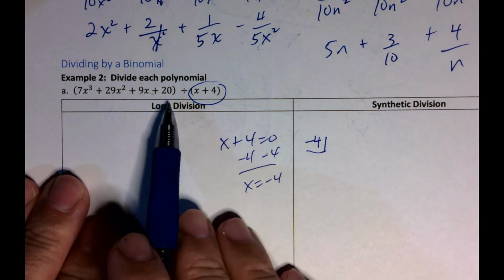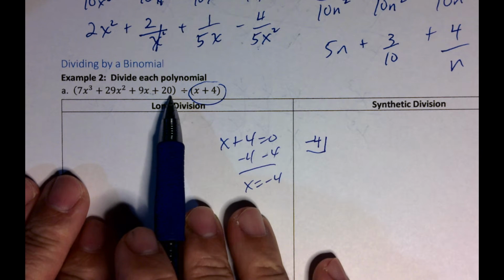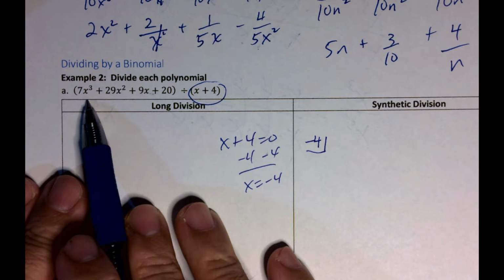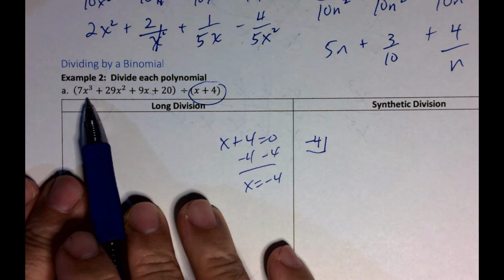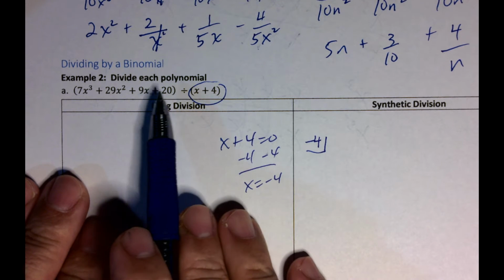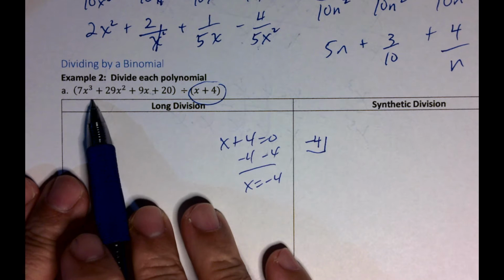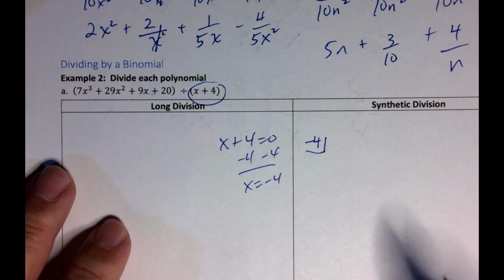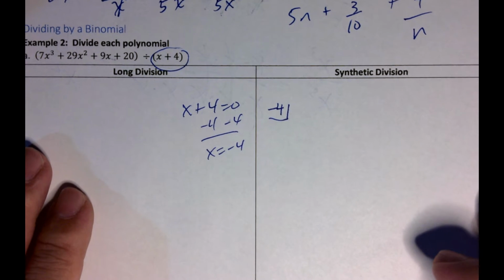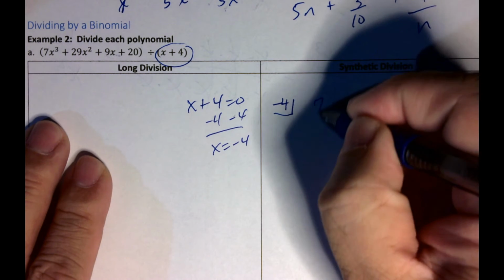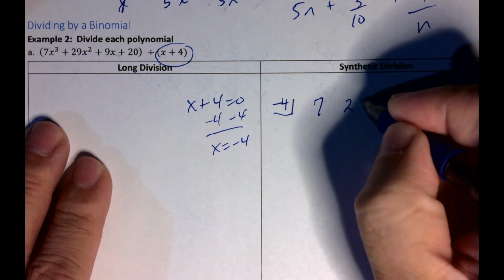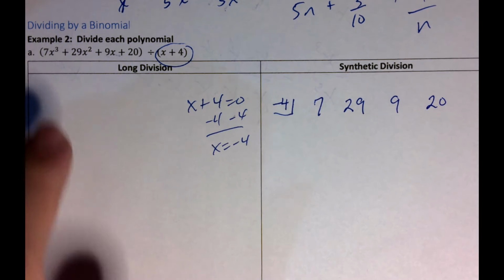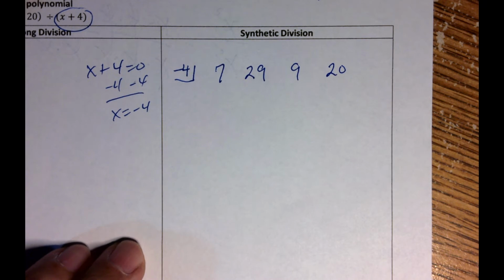Now I'm going to copy this, but I'm only going to copy the coefficients. First, I want to make sure I'm not missing any terms. Remember, we want the exponents to go down nicely. So this is x cubed, x squared, x to the first, no x. So 3, 2, 1, none. So that's good. Nothing skipped. All right, but now all I'm going to do is write the coefficients. So that 7x cubed gives me 7. The 29x squared gives me the 29. The 9x gives me the 9. And then there's the 20. All right, so that is almost set up.